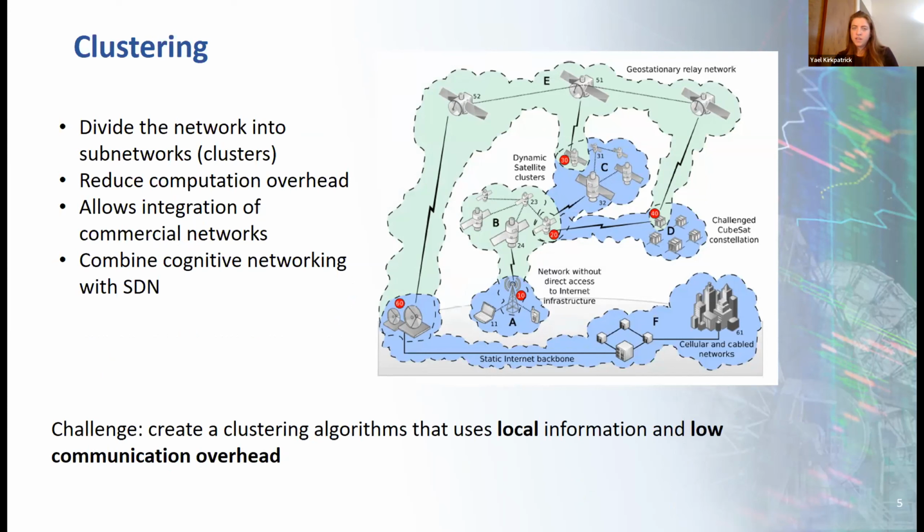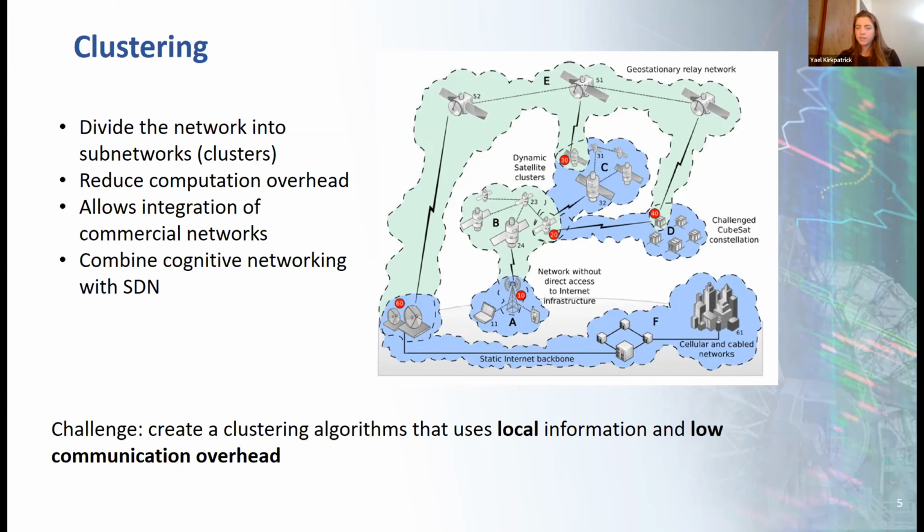So this reduces computational overhead because it makes a smaller graph that every node needs to think about. But beyond that, it also allows us to integrate commercial networks by just considering them other clusters in the network, or it allows us to combine different kinds of networking like cognitive networking and software-defined networking. So now the challenge turns into how can we divide the network into clusters? Because if we need to know everything about the entire network in order to decide how to divide up our clusters, we have the same problems we had before with routing.